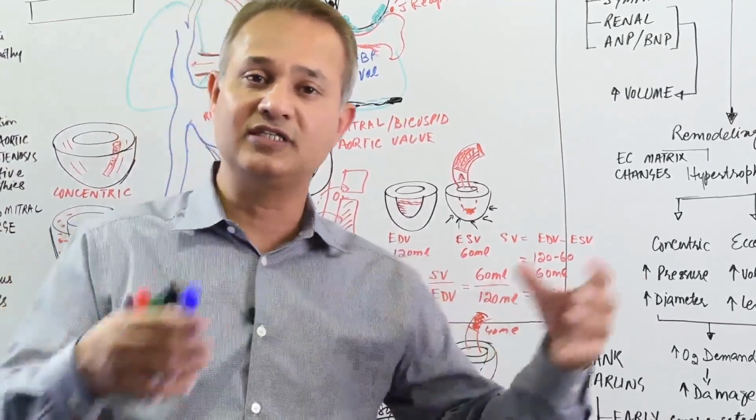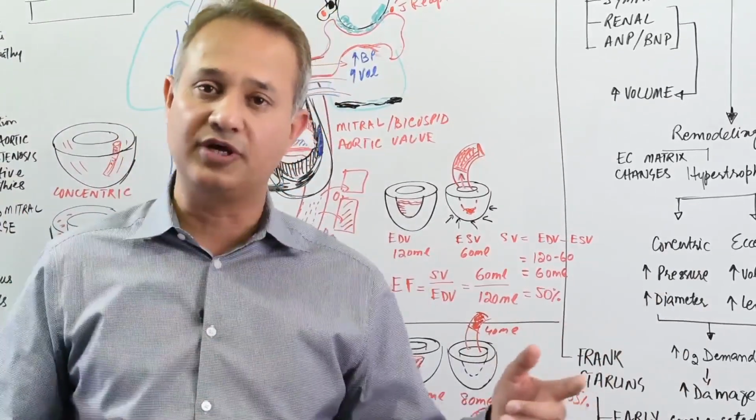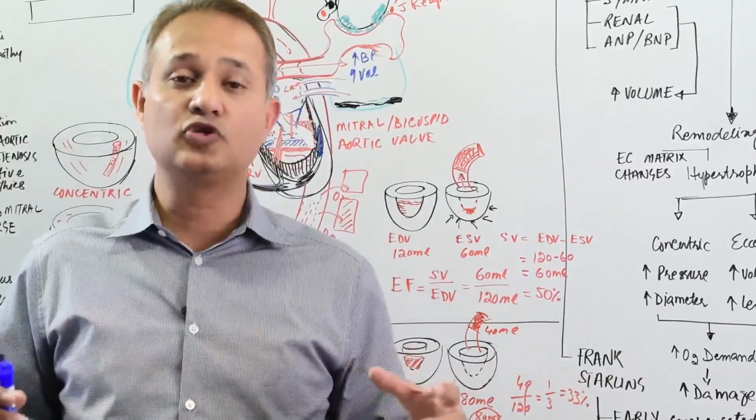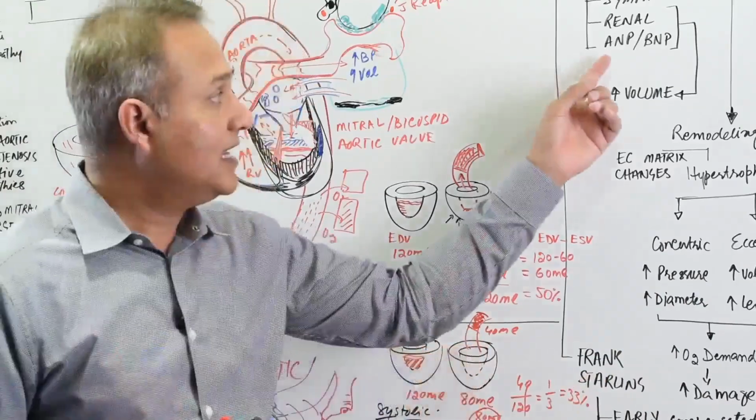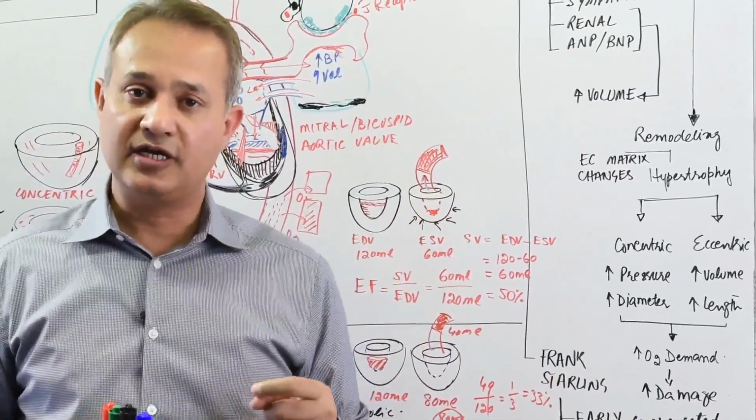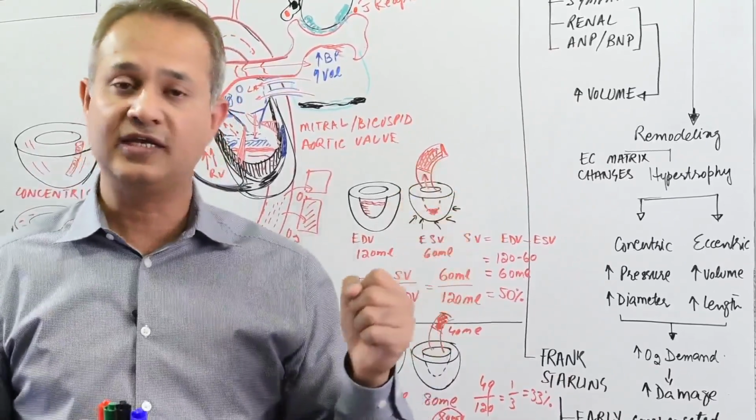However, as you keep increasing the blood volume, if the cycle does not break, then blood volume will be so much that it would cause damage. Then is the atrial natriuretic and brain natriuretic peptide.